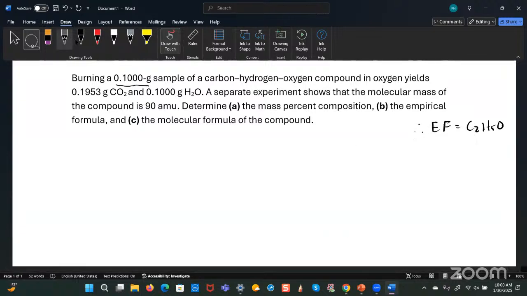Okay, so the C part is asking for the molecular formula for the compound. Now, they gave us the molecular mass, right? So how would that help us to determine the molecular formula? What would you do? They gave us the molecular mass. We have the empirical formula. The question is asking for the molecular formula. So how would you go about determining that?